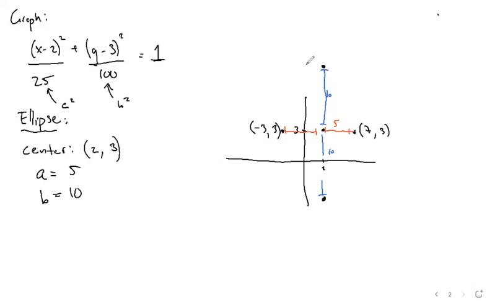I don't think Lumen guy does it that way either, but anyway. I think this is much easier instead of having to remember, oh, A has to be bigger than B. A is just the one that's under X and B is just the one under Y.